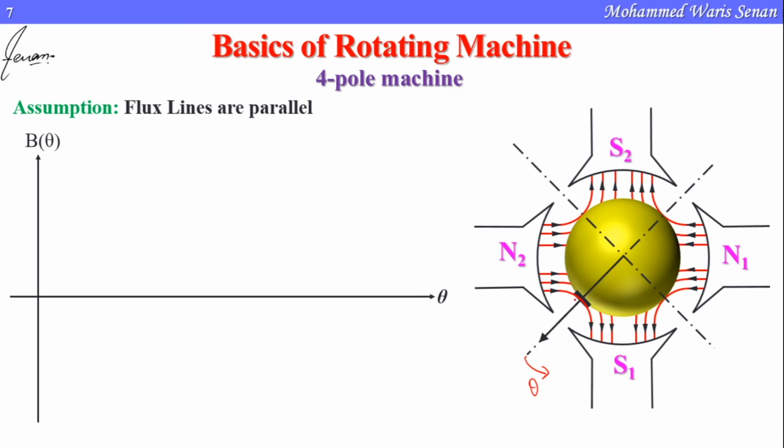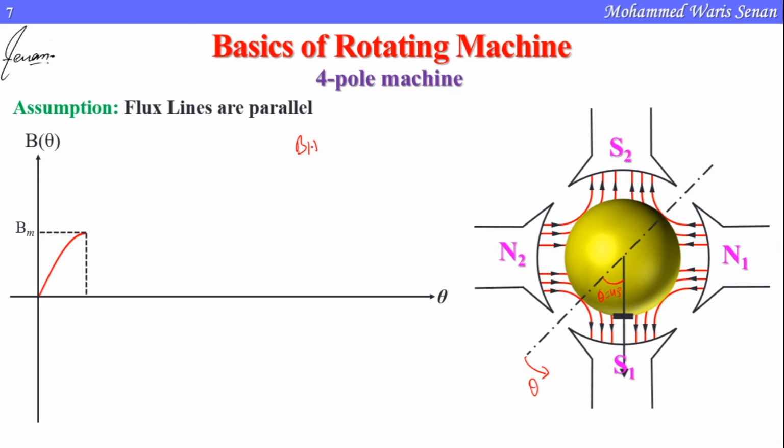Now let us rotate the rotor by an angle of 45 degrees. It will be coming in front of south pole S1. Now let us apply both formulas for calculating the flux. In this case theta here is 45 degrees. The normal component of flux density Bn we will calculate from both formulas: Bm cos alpha and Bm sin theta. So if we take theta, it will be 45 degrees.